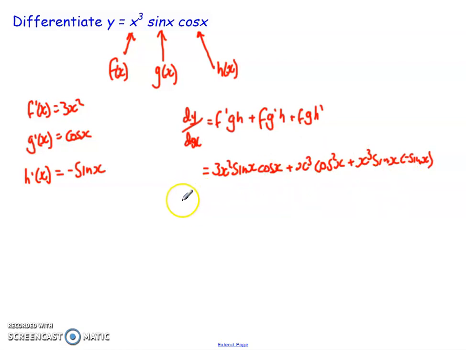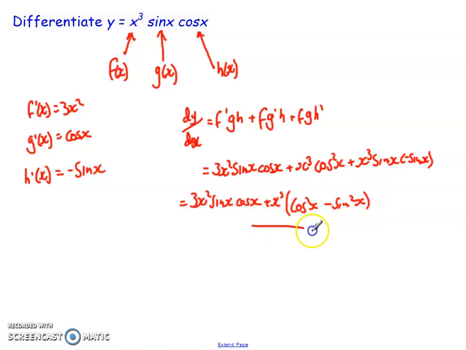Let's simplify it all down now. So I've got 3x squared sine x cos x. I've then got plus, now both of these terms have an x cubed in them, so let's take that out. I've got plus x cubed bracket cos squared x minus sine squared x. And that there is all sorted and simplified. Sorted the negatives here, taking out the common factors where possible.